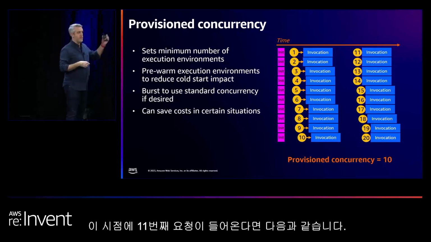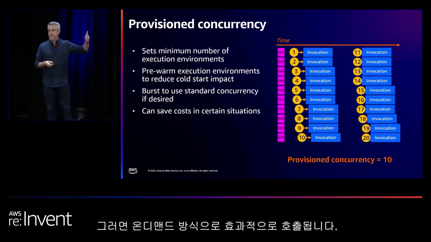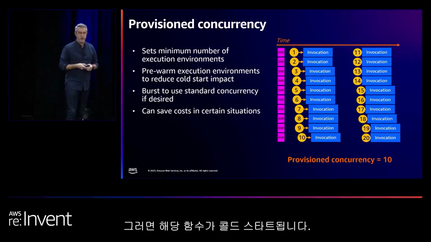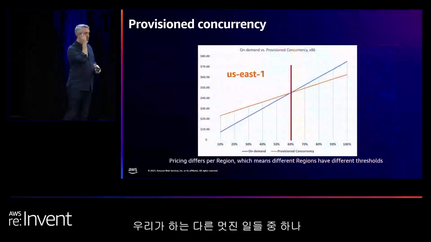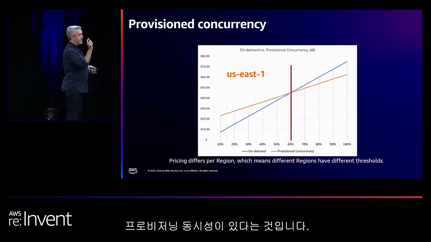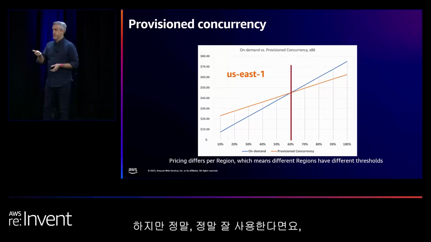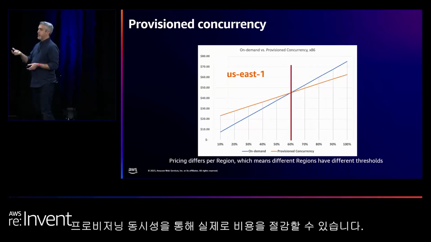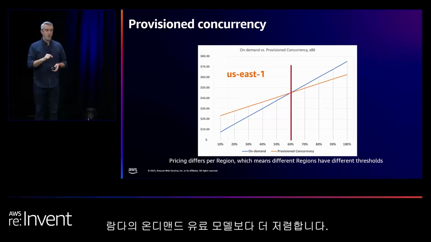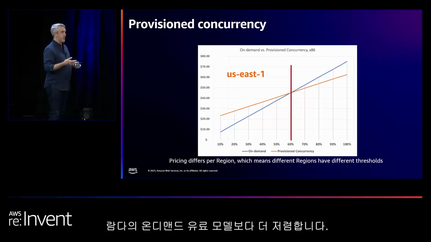So if I had an 11th request come in at this point in time and all my workers are busy, that's then going to just be an on-demand, effectively invoke, and that would cause a cold start for that function. One of the other cool things that we do with provisioned concurrency is it does have a slightly different cost model for it. But if you use it really, really well, you actually save money with provisioned concurrency over the on-demand pay model for Lambda.